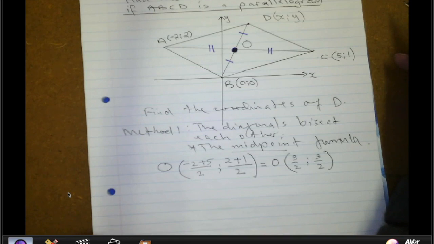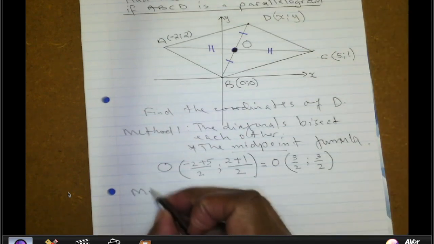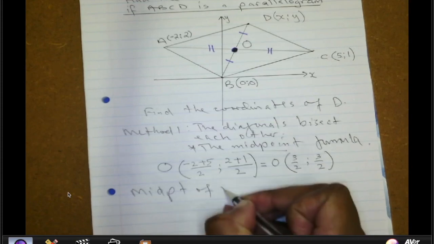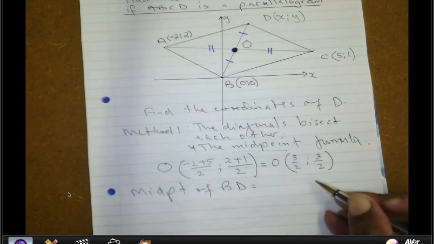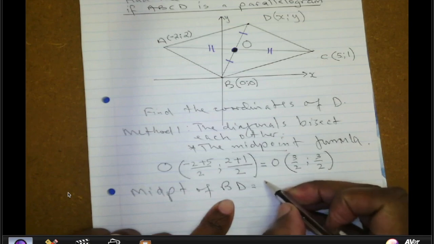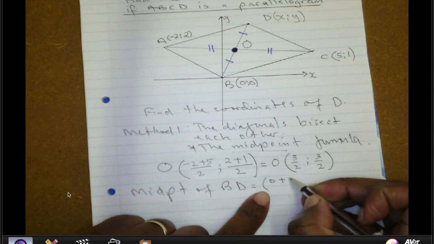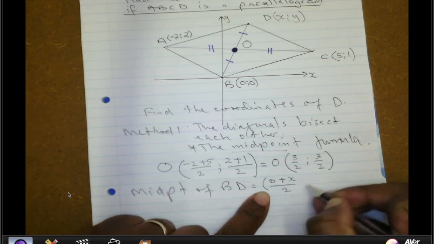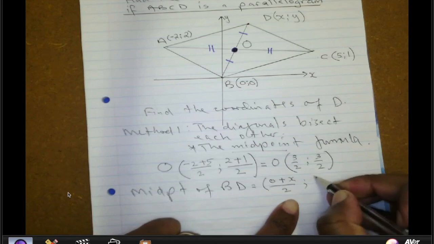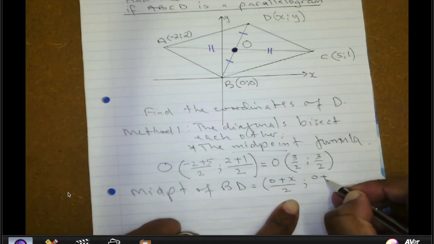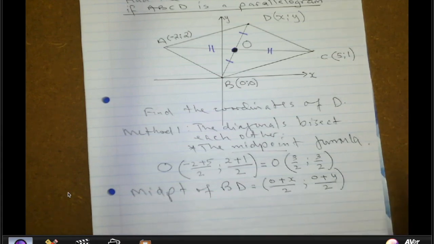And so we can apply that now to the midpoint of BD. Right, so to get the midpoint of BD, according to the midpoint formula, we need to take the x coordinate of B, which is 0, and add it to the x coordinate of D, which is x, and divide that answer by 2. And to get the y coordinate, take the y coordinate of B and add the y coordinate of D, like that. So this will be the expression for the midpoint of BD.